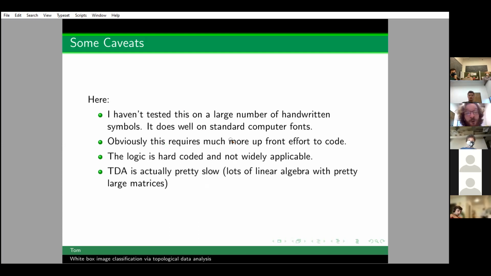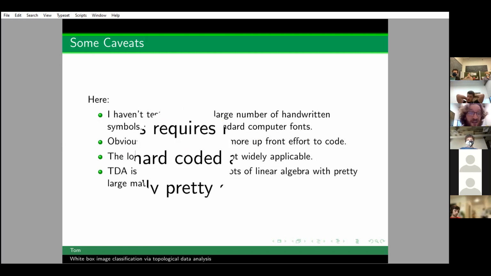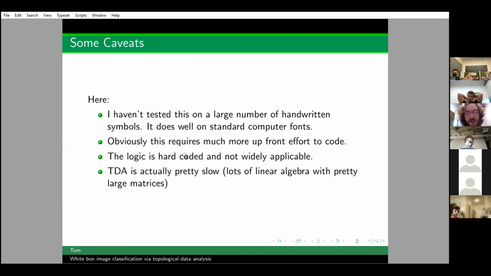On top of that, it requires much more upfront effort to implement this, right? So nowadays, with packages, you can just download things that let you train and run neural nets and classifiers super easily. This requires a lot more effort, and it's hard-coded effort. So you can classify letters with this, but it wouldn't help you classify numbers. So it's not very useful in that sense.